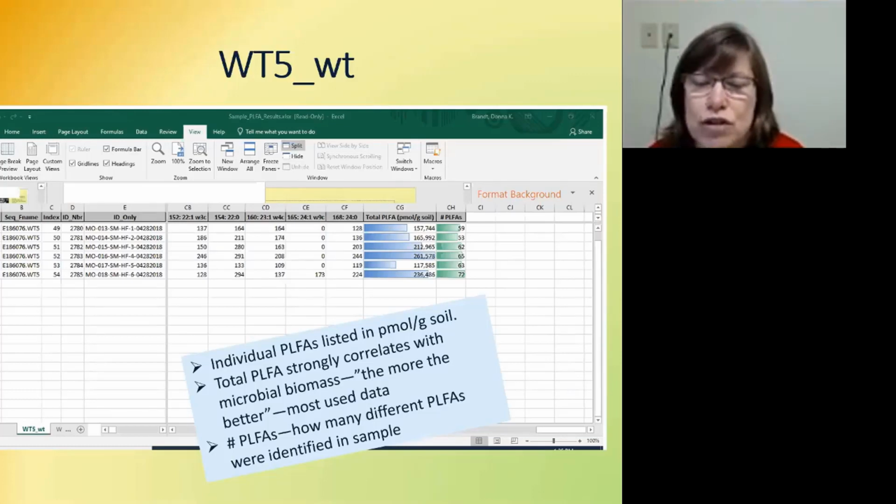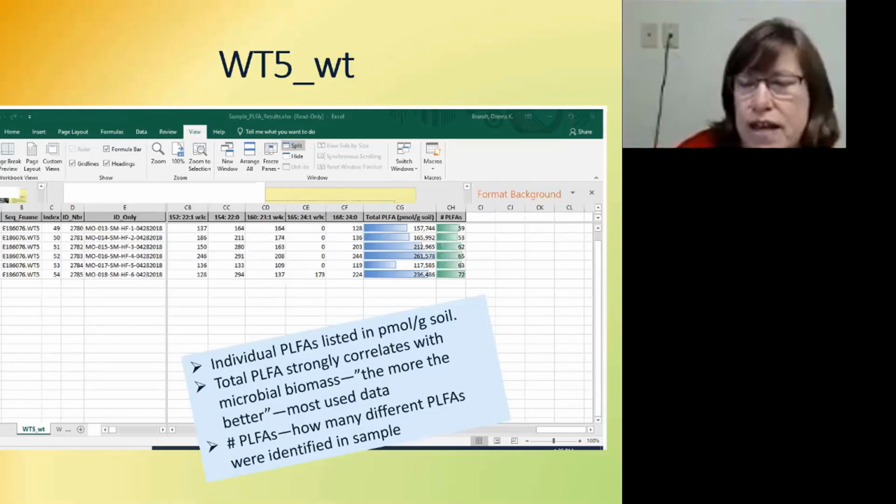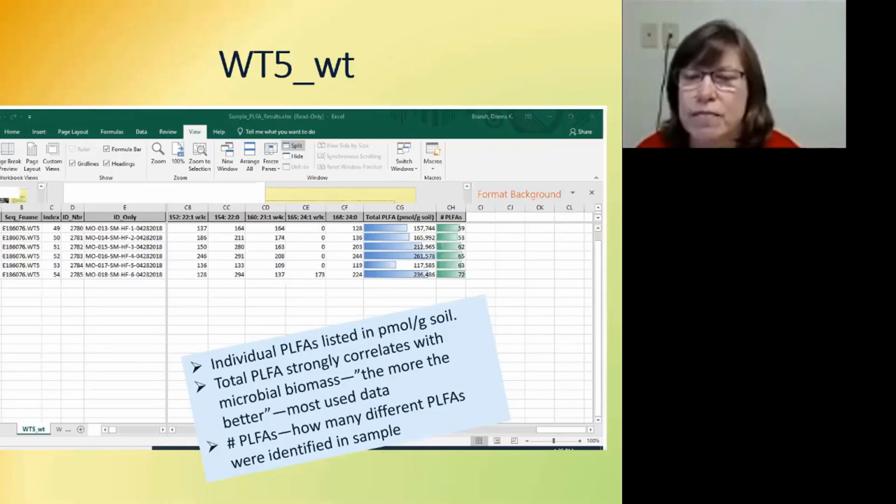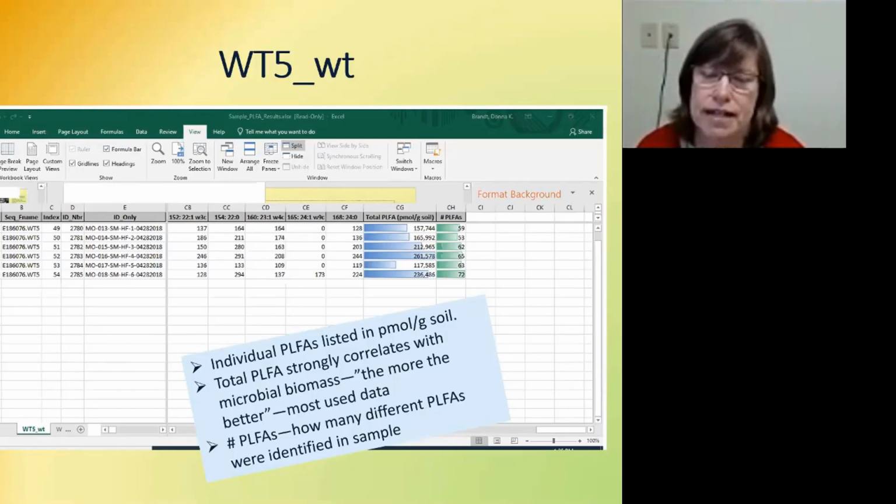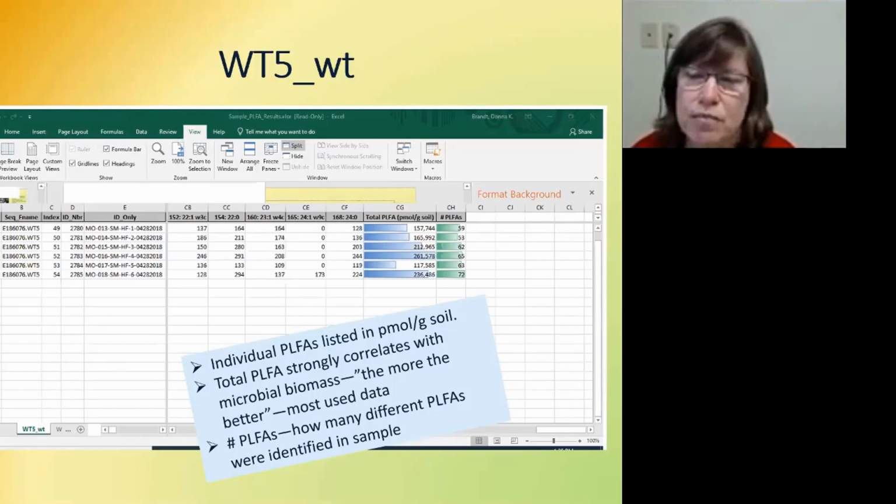Probably the most used piece of data that is provided by this is the total PLFA, because this is strongly correlated with microbial biomass. So it's used to report microbial biomass. I also give the number of PLFAs. That just says how many different ones were in the sample.